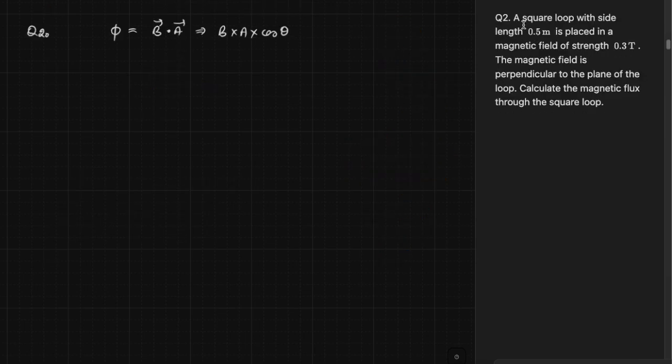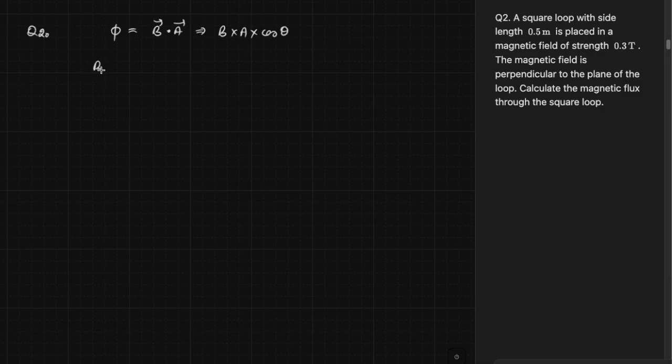Let's do the second question here. A square loop with side length of 0.5 meters is placed in a magnetic field of strength 0.3 Tesla. The magnetic field is perpendicular to the plane of the loop. So the angle again is given with the loop. Calculate the magnetic flux through the square loop.